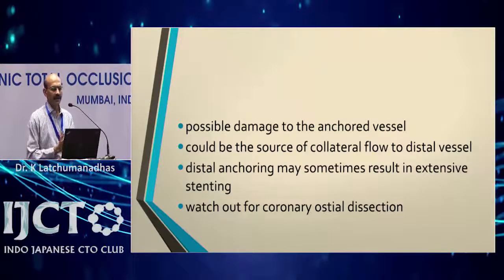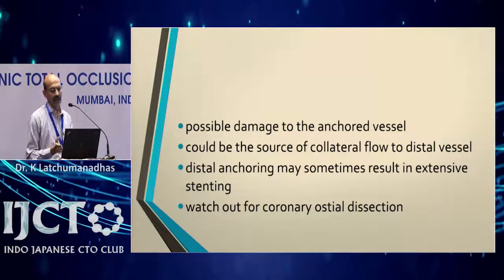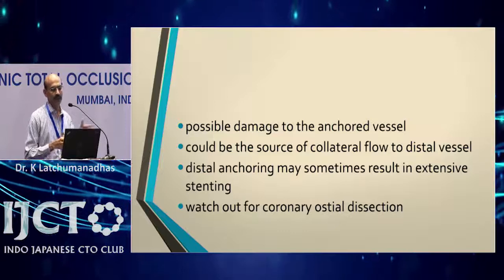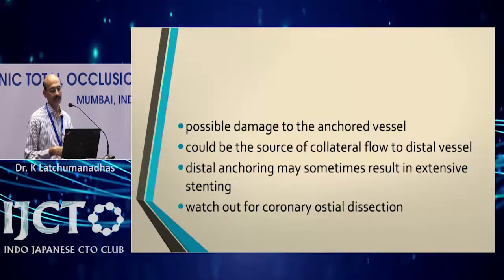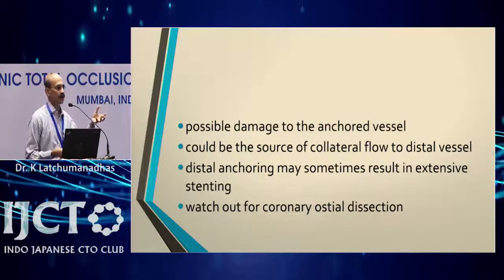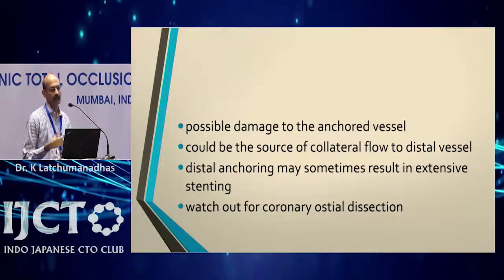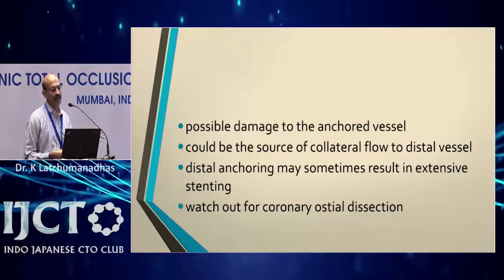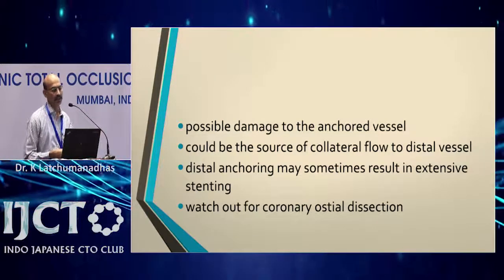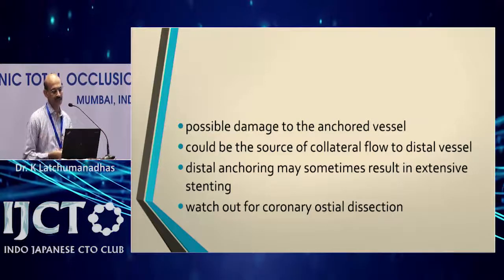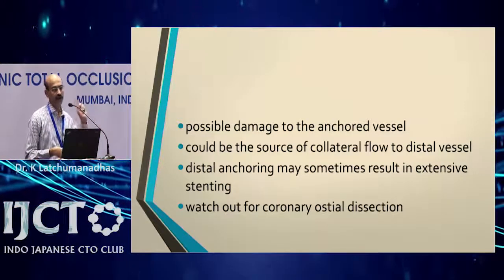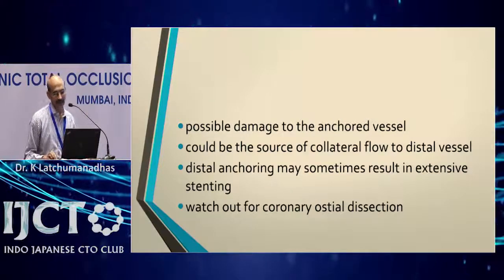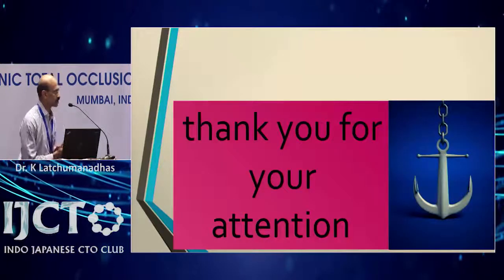And the anchoring may have an impact on the anchored vessel also. You have to be careful about that. Possible damage to the anchored vessel can happen. It could be the only source of the collateral, so you should be very careful. You may be producing ischemia, and the patient may become unstable. Distal anchoring may sometimes result in extensive stenting also, because your anchored area may get dissected, and always watch out for coronary artery dissection when you are focusing on the distal one, and then you may dissect the proximal one.